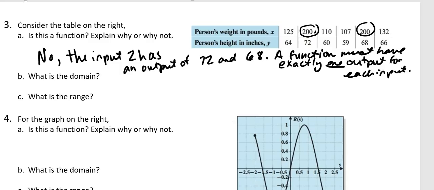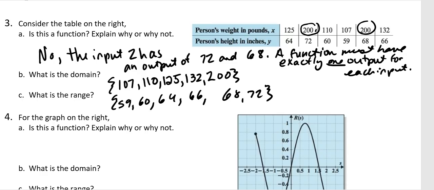Okay, next is ask me what the domain is. Since these are distinct points, we can use set notation. So we'll use the set brackets, and I'll list all my x values for my input. You can notice I didn't need to list 200 twice. I only need to include it once. Now we're going to do the same thing for our range. We're going to list all of our outputs, our y values. Okay, let's move on to number 4.